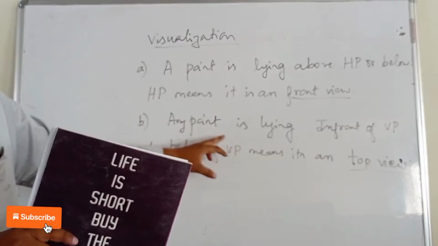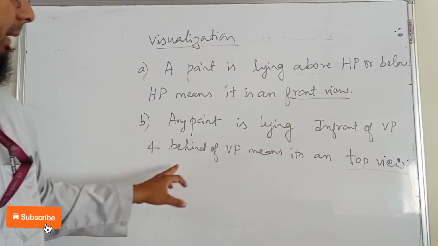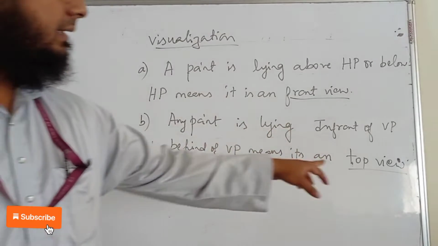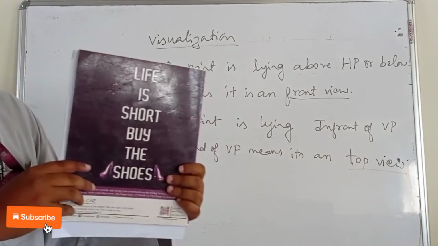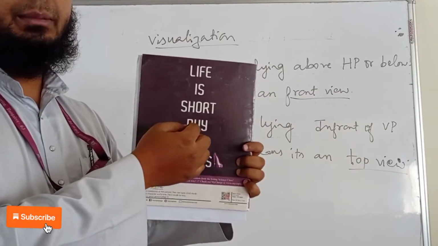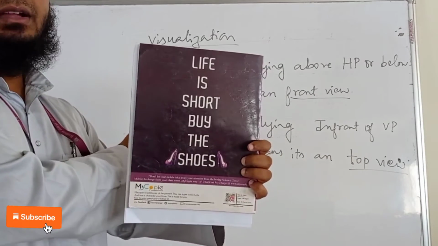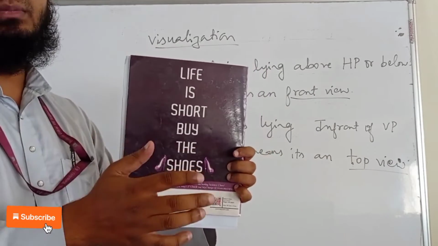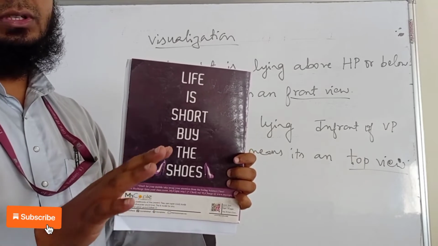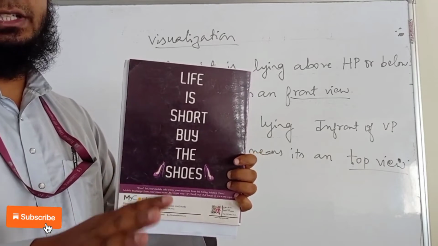You can see that if any point is lying in front of VP or behind VP, it is a top view, okay. So that's how we are going to visualize. If any point here, point P, is some 50 mm in front of VP or 40 mm behind VP, it can be seen only from the top view, okay. So now we all understood, right? This is how we are able to visualize, okay.